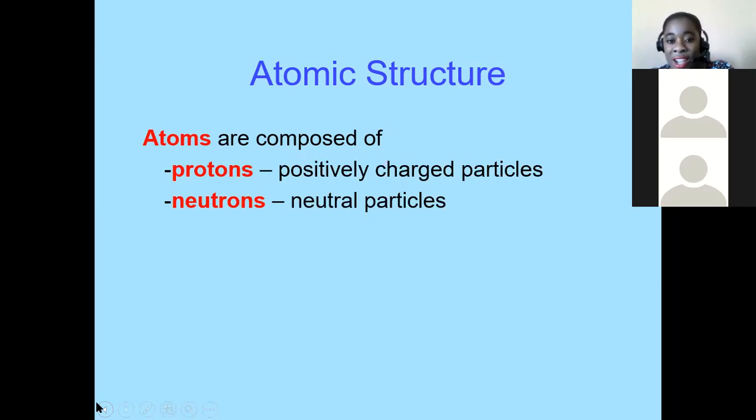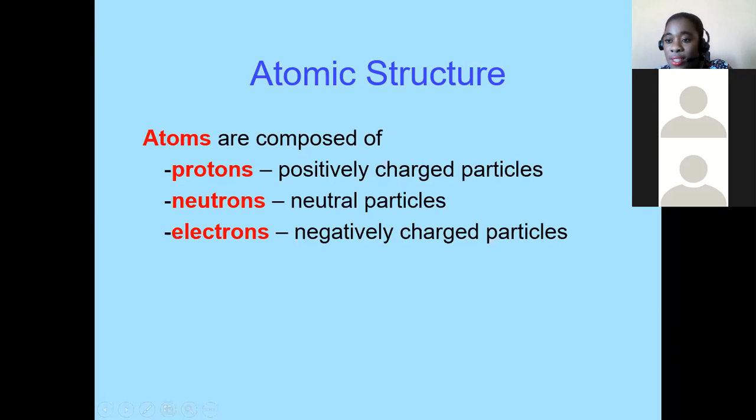So when you think neutron, just think neutral, like Jimmy Neutron. The neutrons are neutral, meaning it's neither positive nor negative. It's zero. Now your electrons, very important. Your electrons are negatively charged particles. So this is it. You have your protons, your neutrons, and your electrons. These are what we call your subatomic particles, meaning they're particles inside of the atom. Any questions so far?